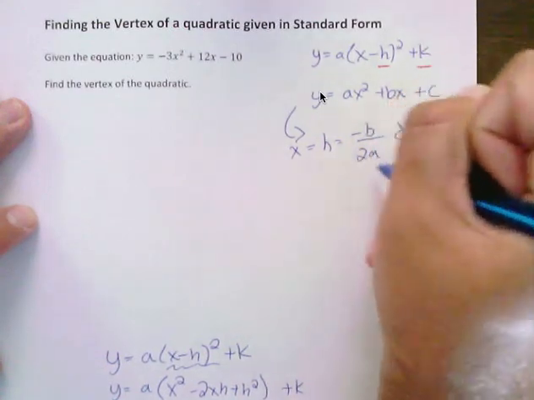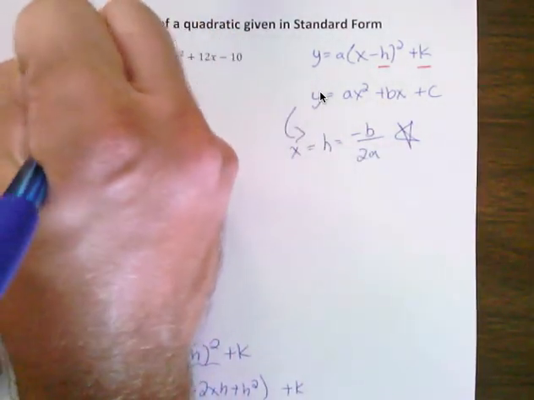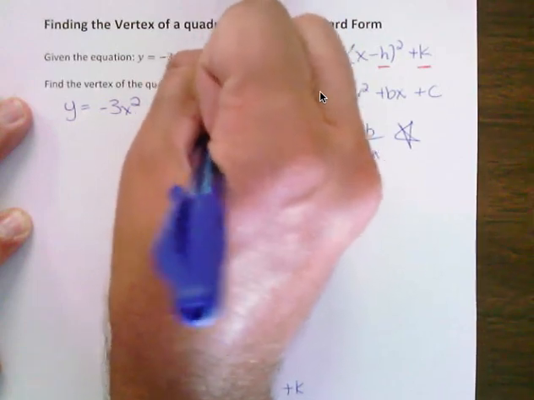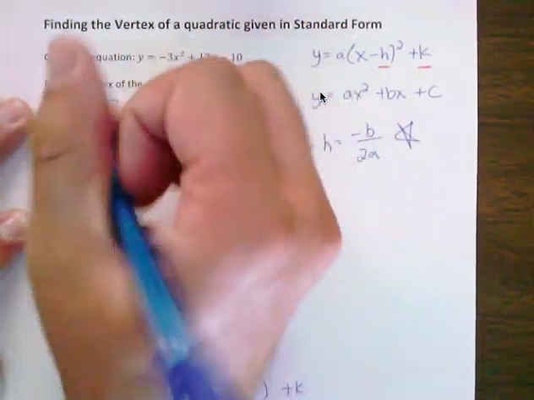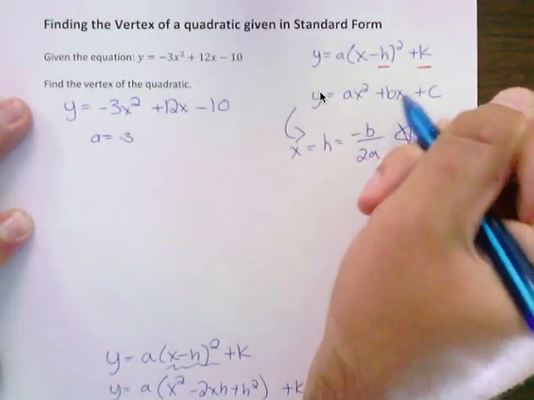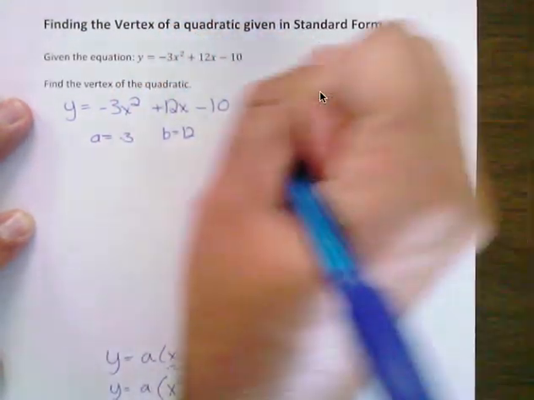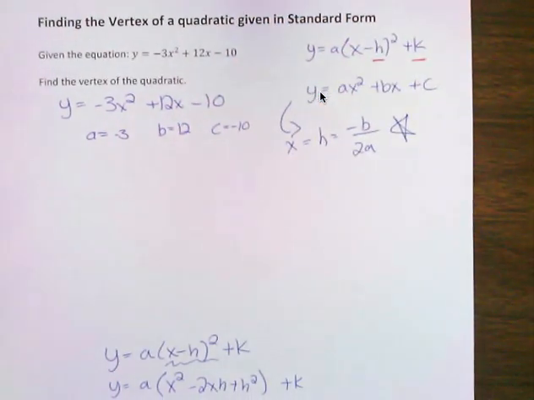So in order to do this, I need to know what's going on with a and b. And it also doesn't hurt to know what c is. So when I'm dealing with negative 3x squared plus 12x minus 10, whatever's in front of the x squared is a. So a is negative 3. Whatever is in front of the x value is b. So b is 12. And our last and final piece in the back, that is c. So c is negative 10. So I know a is negative 3, b is 12, and c is negative 10.